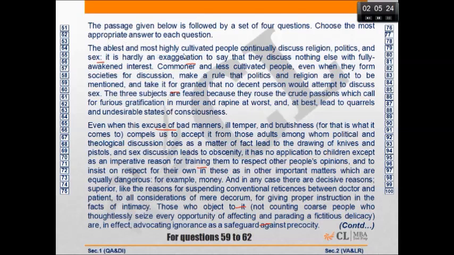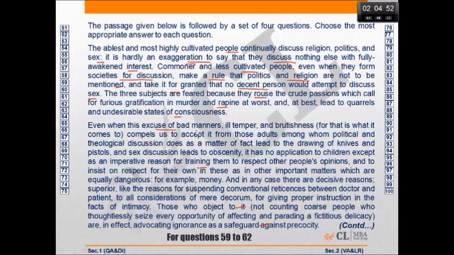Ablest and the most highly cultivated people continue to discuss religion, politics, and sex. It is hardly an exaggeration to say that they discuss nothing else with fully awakened interest. Commoner and less cultivated people, even when they form societies for discussion, make a rule that politics and religion are not to be mentioned. Okay. And take it for granted that no decent person would attempt to discuss sex. The three subjects, politics, religion, and sex, are feared because they rouse the crude passions which call for furious gratification and murder and rapine at worst, and at best lead to quarrels and undesirable states of consciousness.